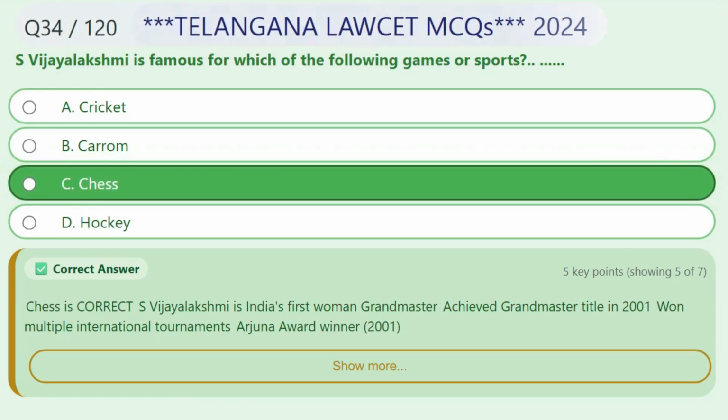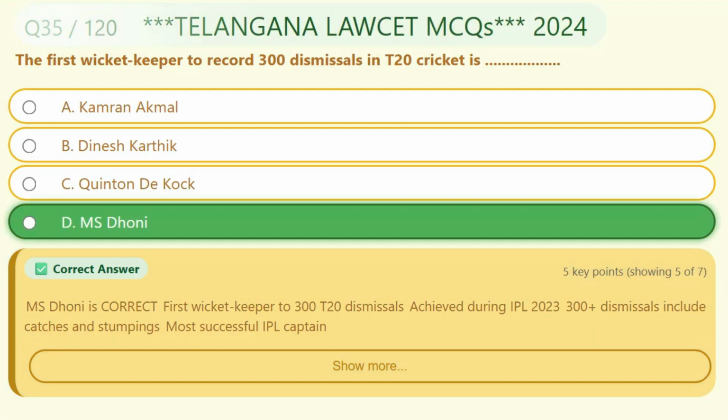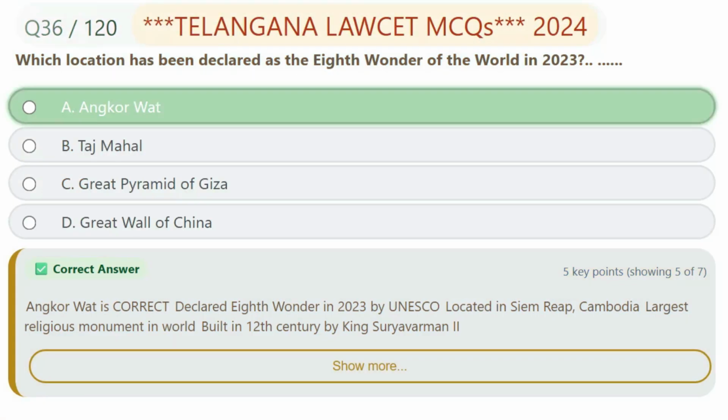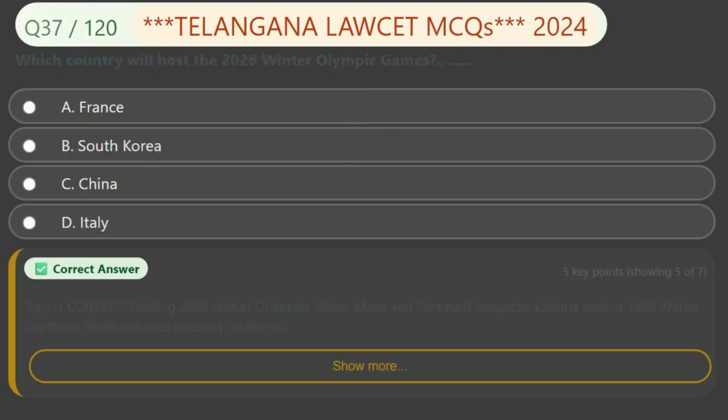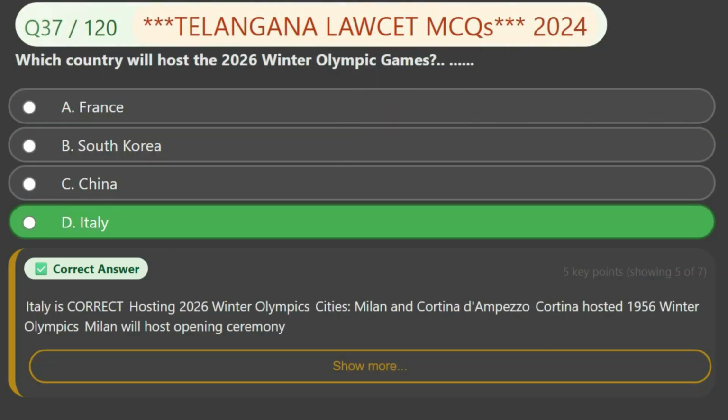S. Vijayalakshmi is famous for which of the following games or sports? Chess. The first wicketkeeper to record 300 dismissals in T20 cricket is MS Dhoni. Which location has been declared as the 8th wonder of the world in 2023? Angkor Wat. Which country will host the 2026 Winter Olympic Games? Italy.